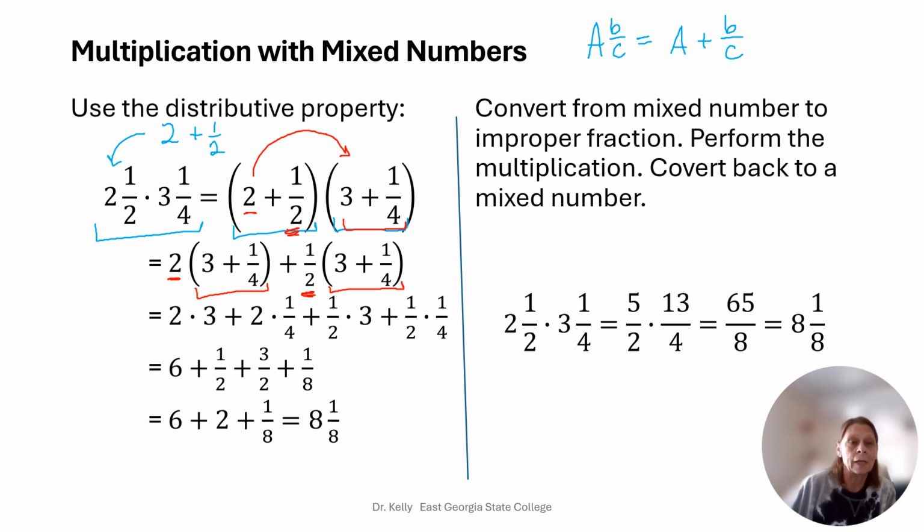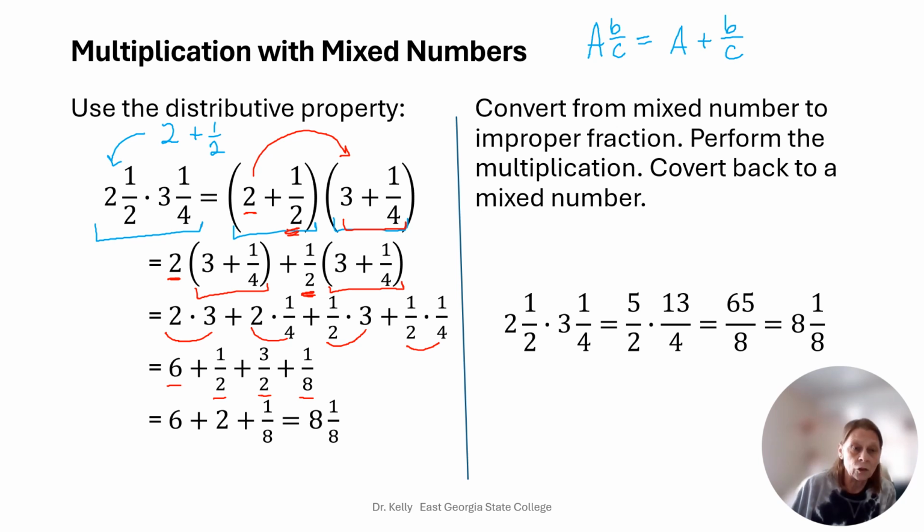And then we use that again. Now here's our 2 times our 3, our 2 times our 1/4, plus our 1/2 times our 3, and our 1/2 times 1/4. Then we just start doing the math here. We put these 2 together equals 6. 2 times 1/4 is equal to 1/2. 1/2 times 3 is equal to 3/2, and 1/2 times 1/4 is equal to 1/8.